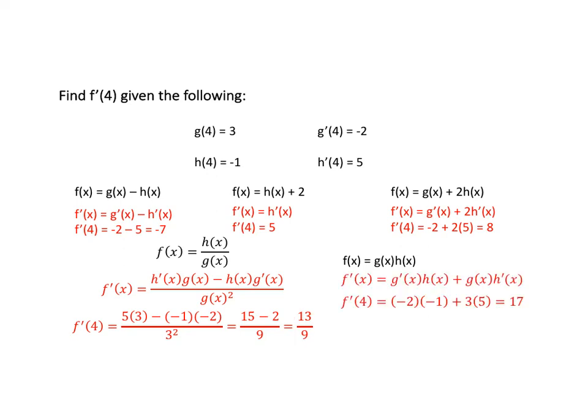And lastly, we have the product rule here. F of x equals g of x times h of x. So f prime of x is going to equal g prime of x times h of x plus g of x times h prime of x. Plug in the values. F prime of 4 comes out equaling 17. So this is just another way of looking at derivatives, values of derivatives, and the like.